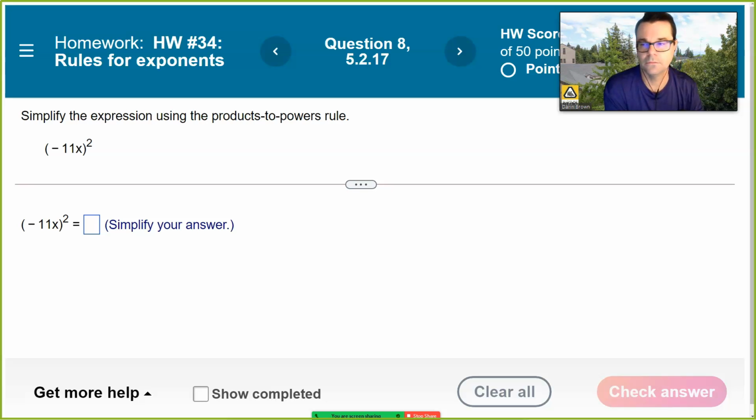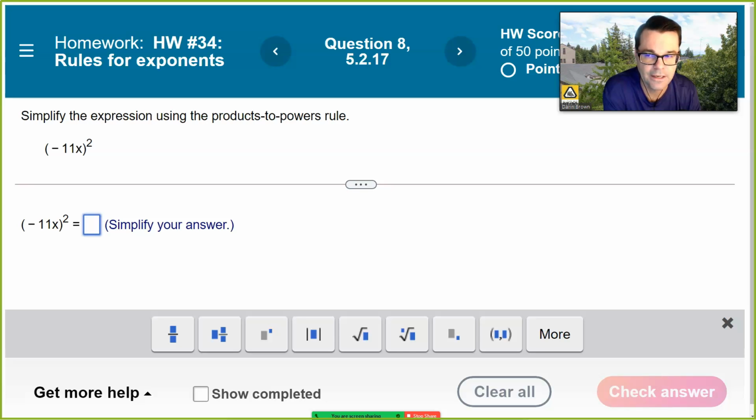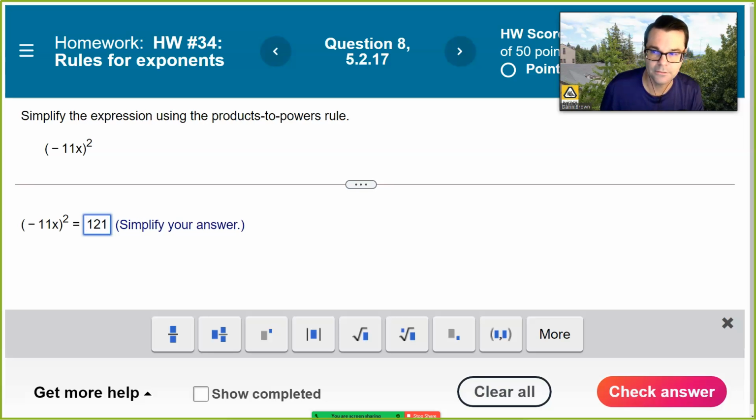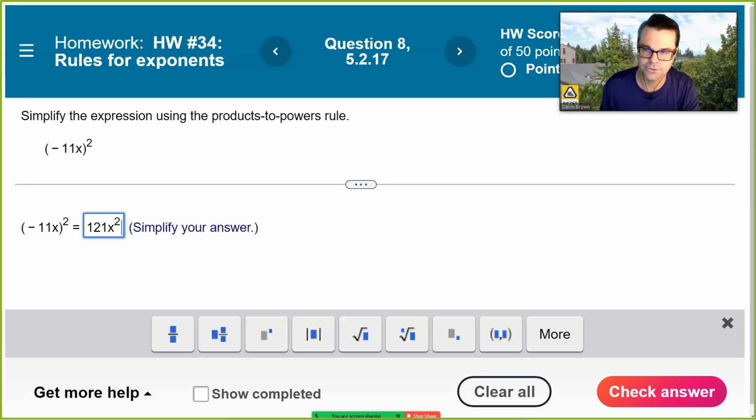Okay, now, this is negative 11x all squared. So first thing to realize is we're distributing the exponent, but also there's a negative. So you have to remember what we talked about with negatives raised to a power. A negative number raised to an even power is positive. So I'm not going to have a negative sign here. 11 squared is 121. And then I distribute the 2 across x and get 121x squared.